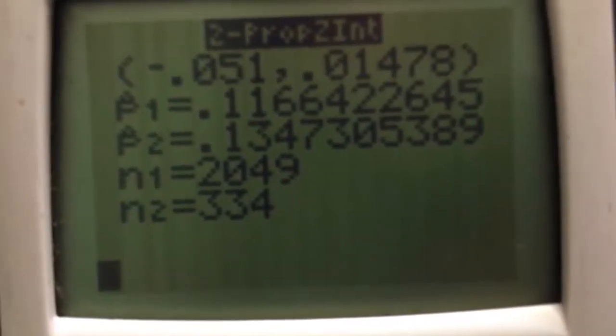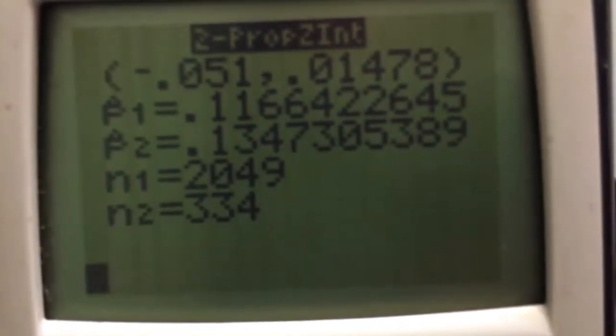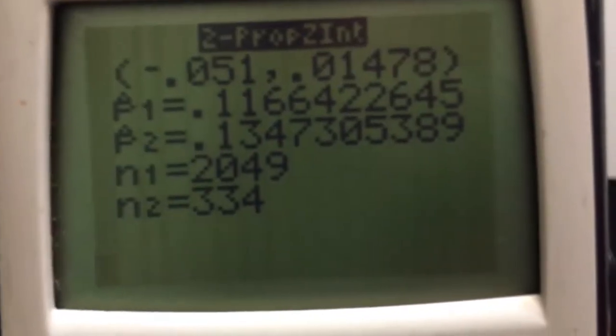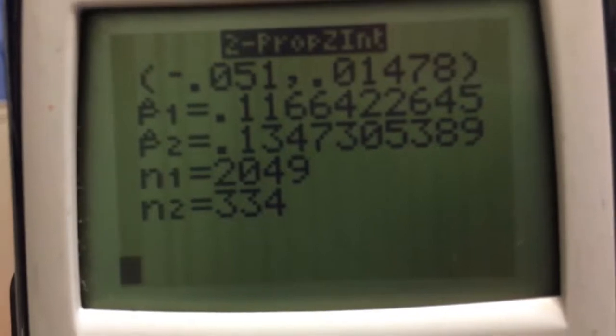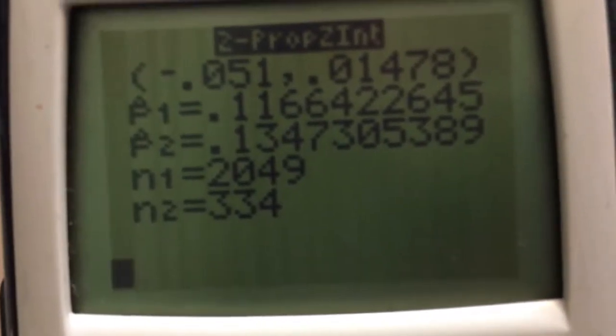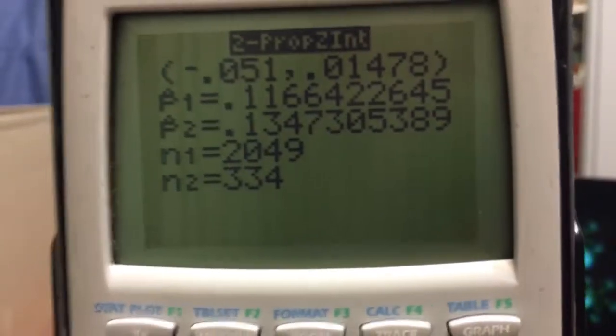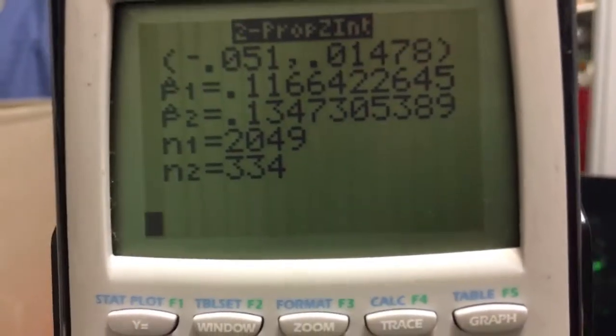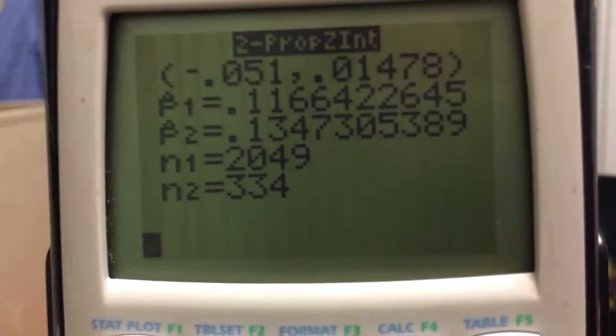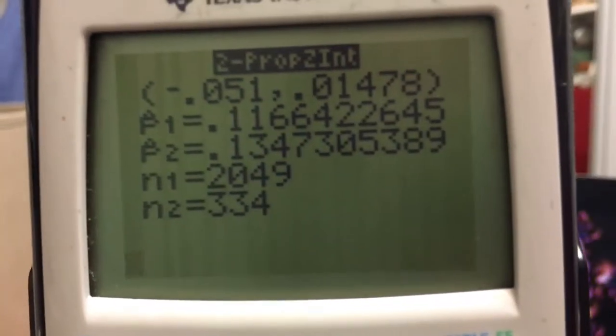There's a 0 in there, and so P1 minus P2 could be 0. Therefore, we have not got enough evidence to suggest that there is a true difference in there. So we're getting the same result we did before, but we're doing it a different way using a confidence interval.